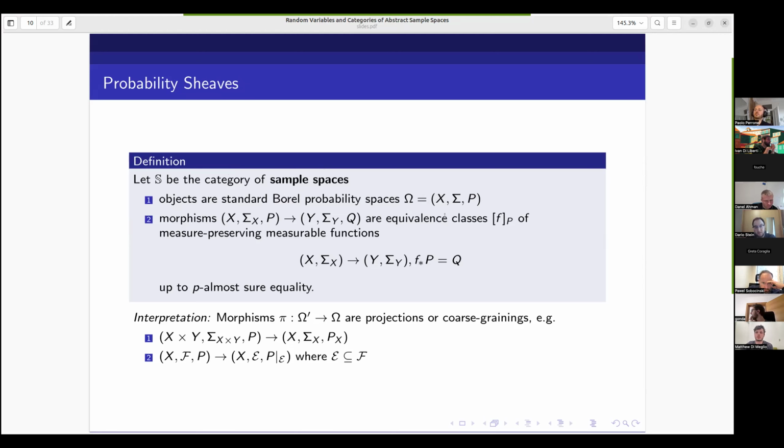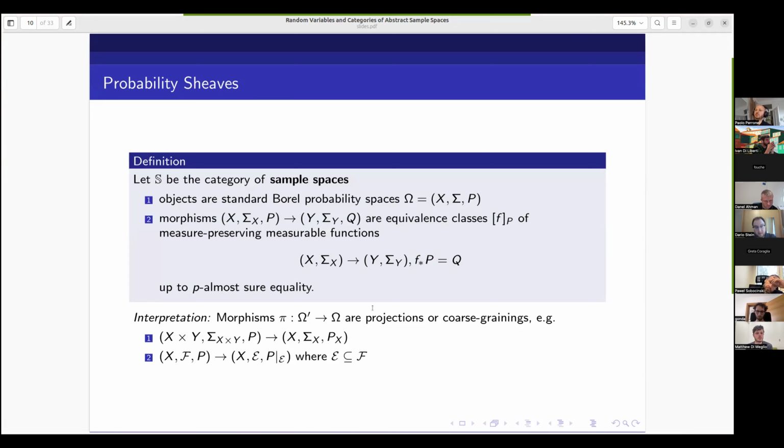And a morphism of sample spaces is a bit of a sophisticated object. So it's a measurable function, which takes the probability measure here to the probability measure there under push forward. That's this f star p equals q. So it's a measure-preserving measurable function. But we need to refine it a bit. So we want to take equivalence classes of these measure-preserving functions up to p almost sure equality. Okay, that turns out to be the right definition to give us a category of sample spaces.